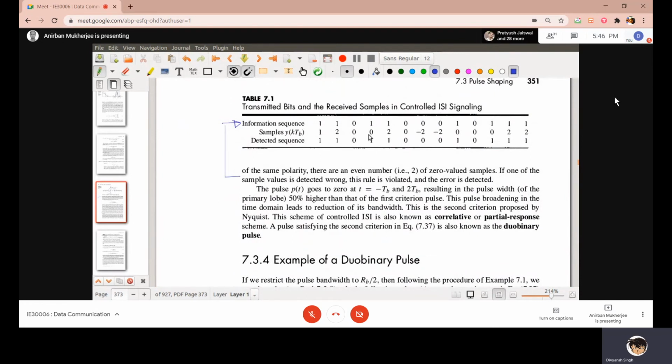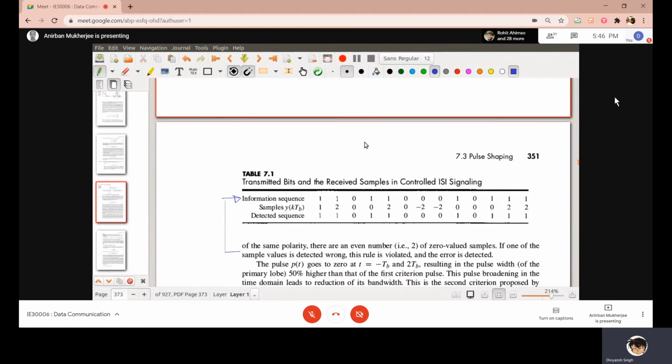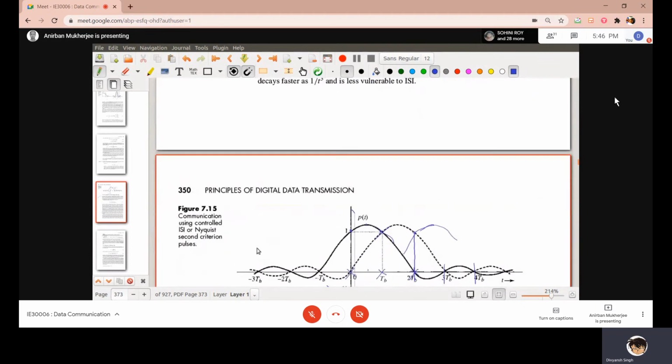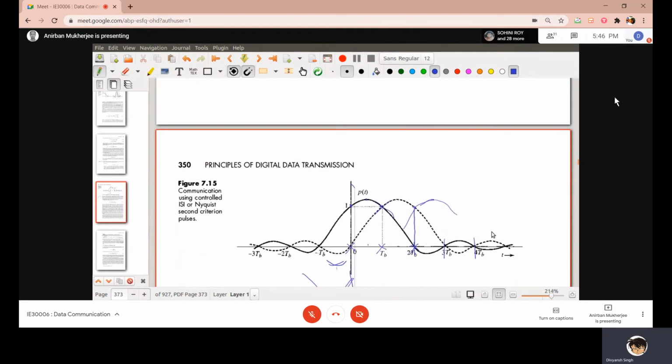In this way, we are just detecting the sequence, and please remember, this is the bit sequence. From there I am just sending this YTB. Actually, I am sending this type of pulses, the continuous pulses.